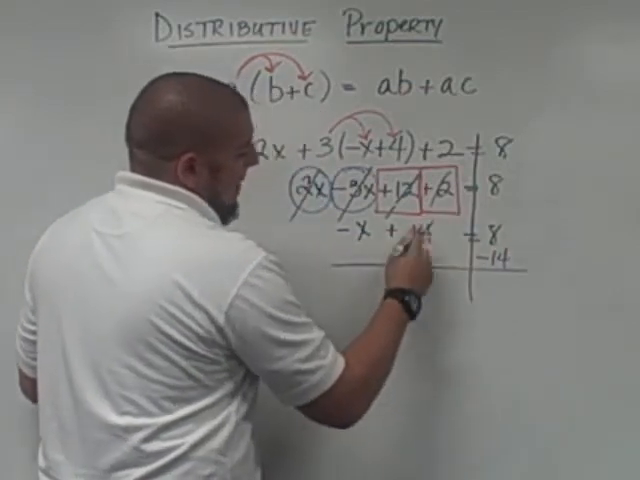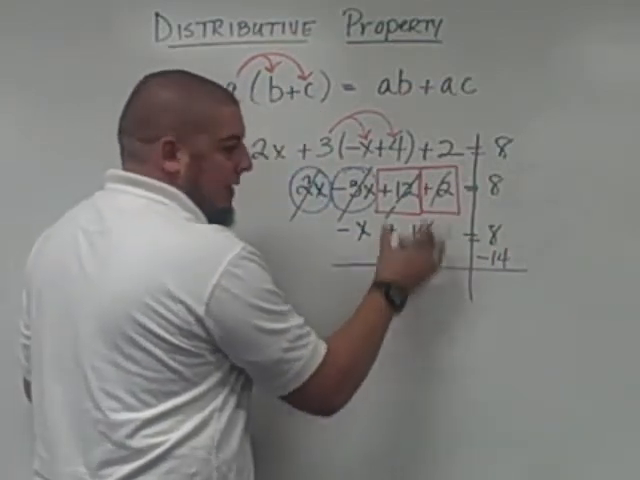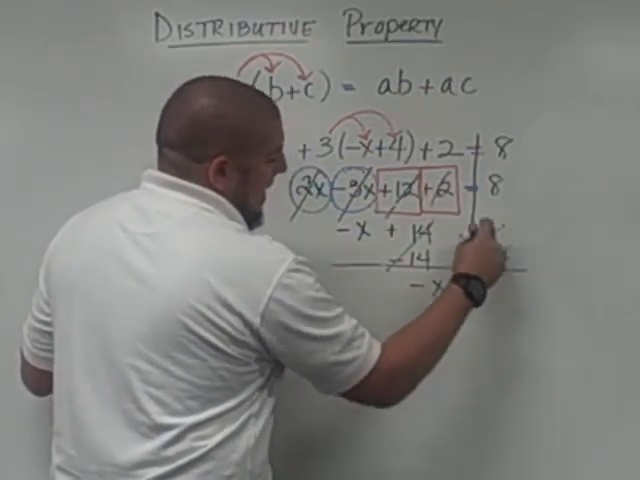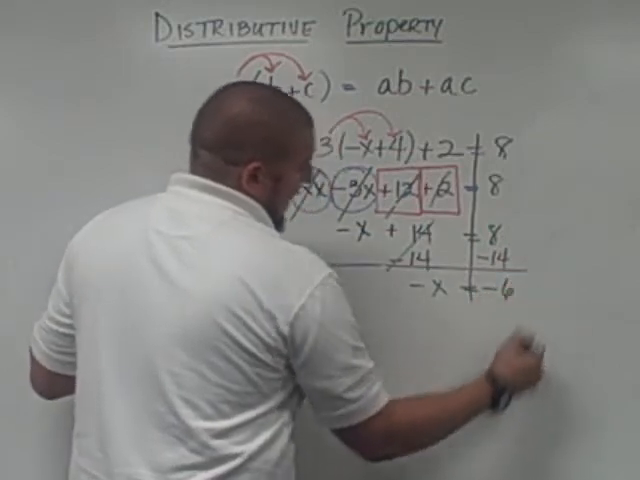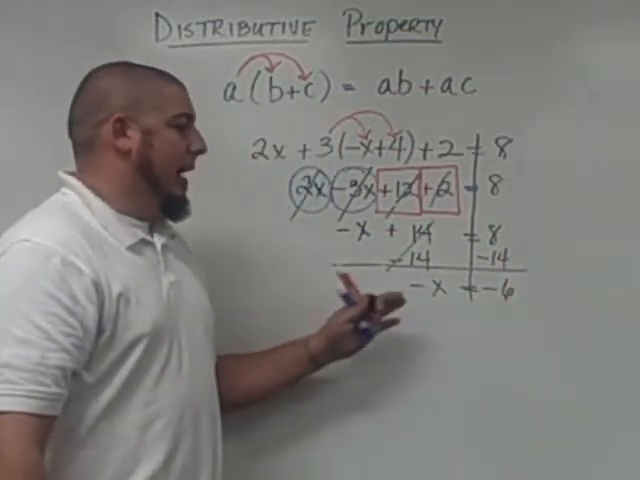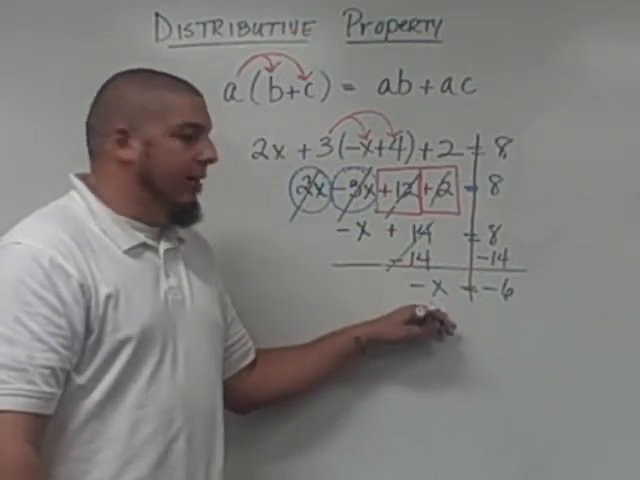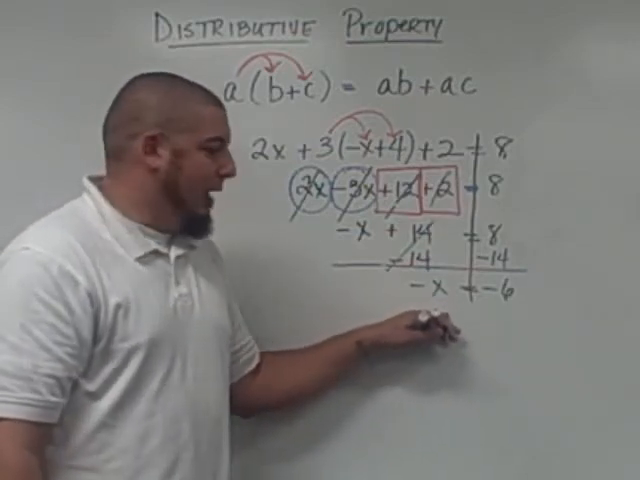This is going to eliminate my zero pair, positive 14, negative 14. It eliminates them, bringing me to negative x equals 8 minus 14, which is negative 6. Okay, one thing I don't want to do is leave a negative on my variable, ever. So I need to get rid of this negative.